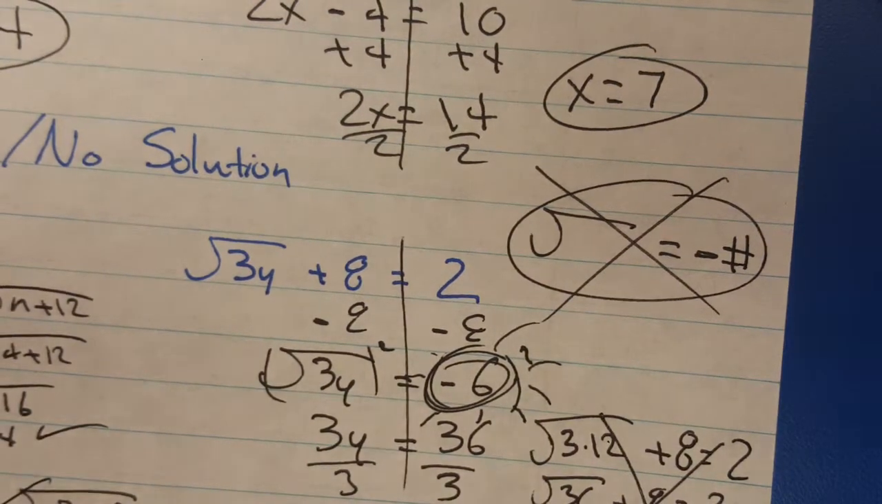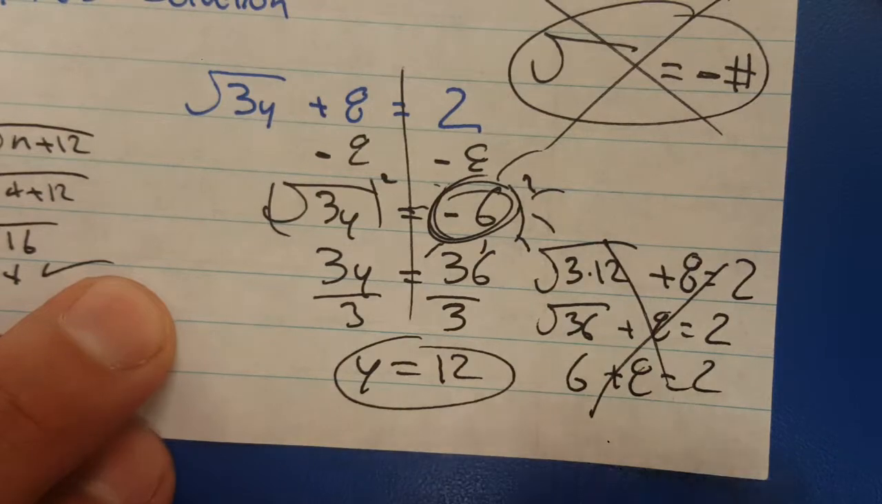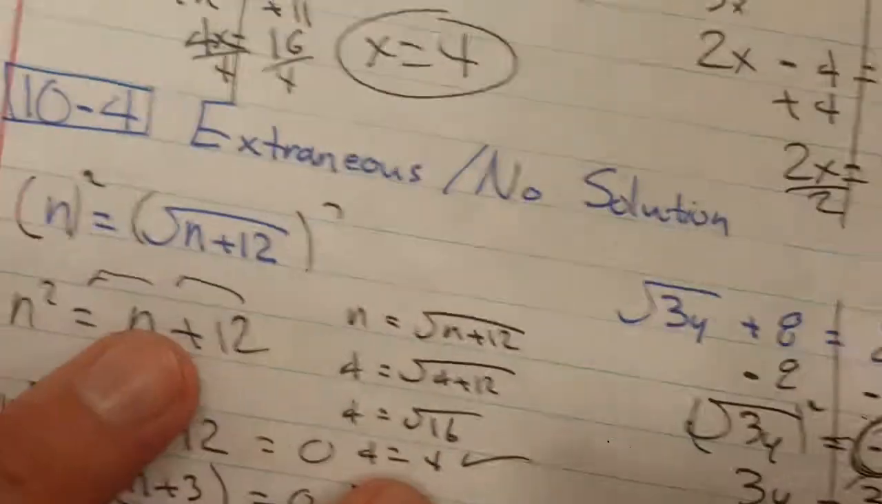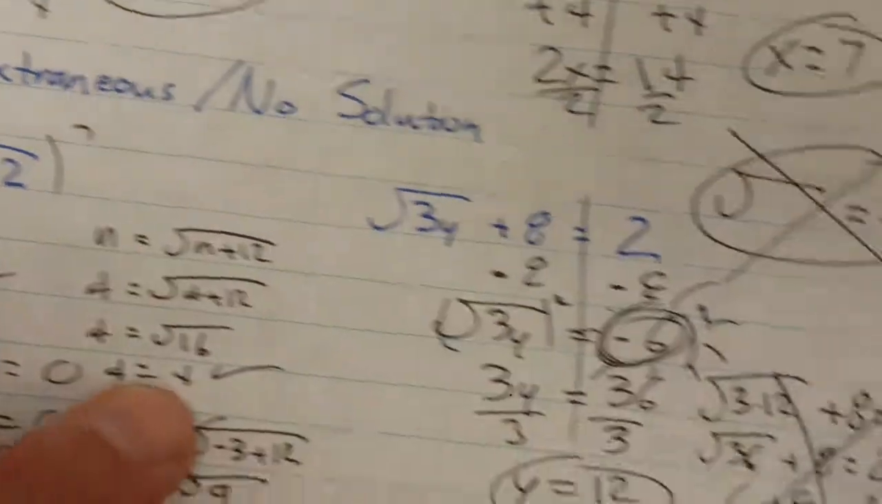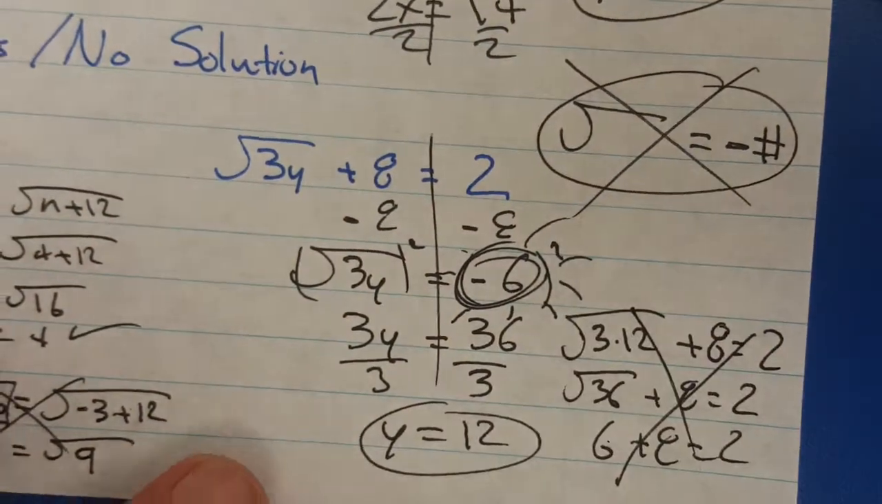It's an extraneous solution. It may work because of some of the squaring rules, but it doesn't actually work when you plug it back in. Okay, so it's an extraneous. Okay, extraneous. There's the word to remember in there. Extraneous. No solution. Doesn't work out. So again, be on your toes for this. If you see this, it's not going to work out.